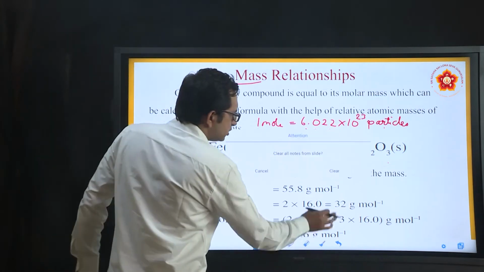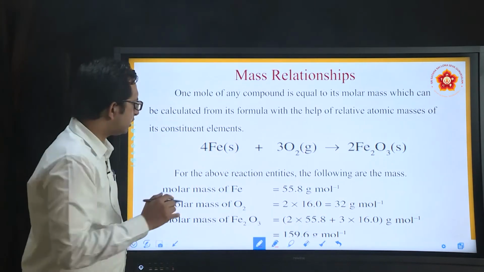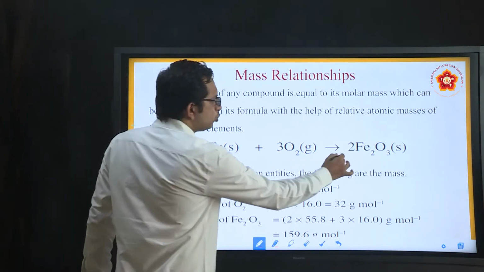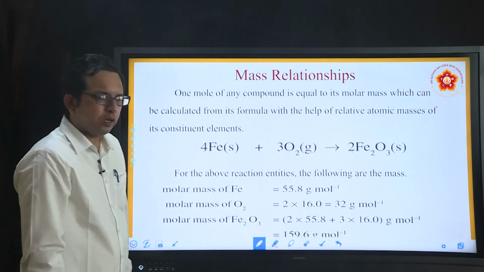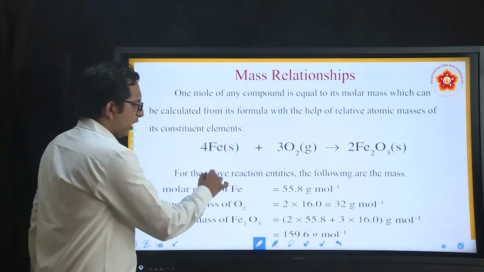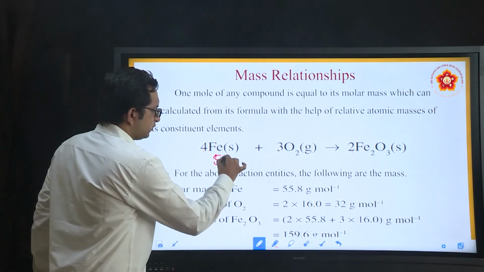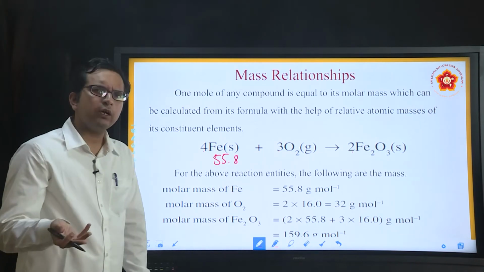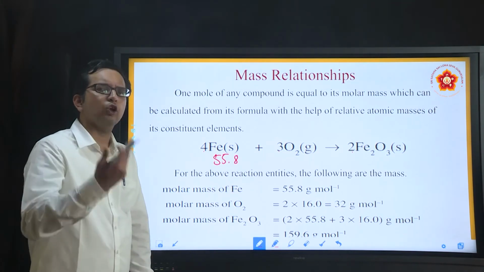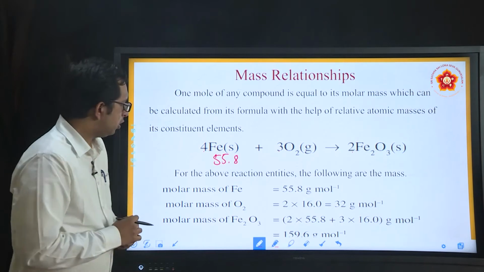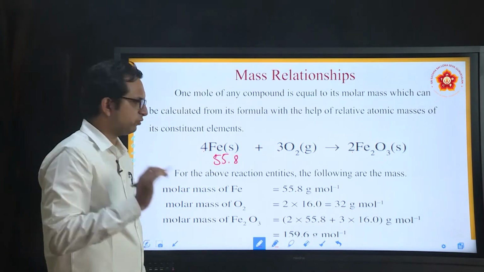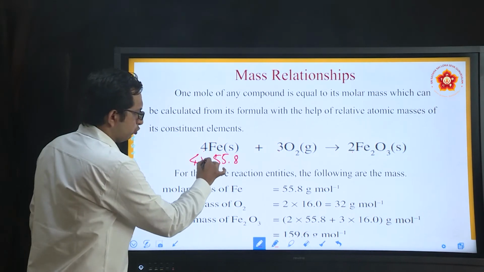By this reaction, we have already studied that 4 moles of iron require 3 moles of oxygen to give 2 moles of Fe2O3. Now, when I go in terms of mass, I know that the mass of iron is 55.8. This you can get from the periodic table or, from an exam point of view, from the log table. But how many moles of iron are there? 1 mole of iron is 55.8, that is fine. In total, there are 4.